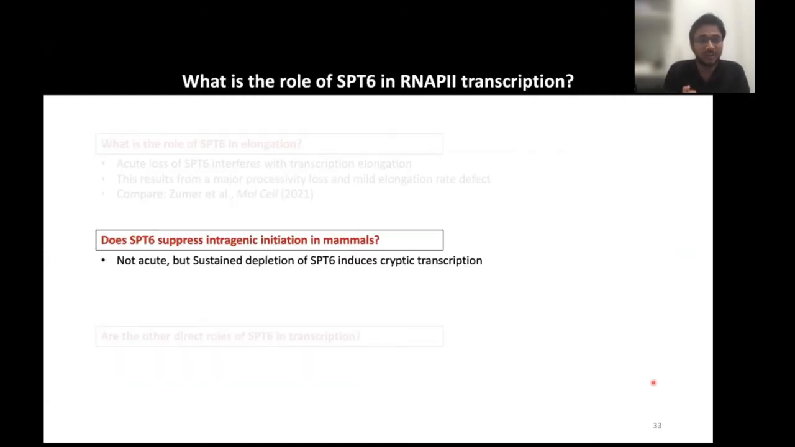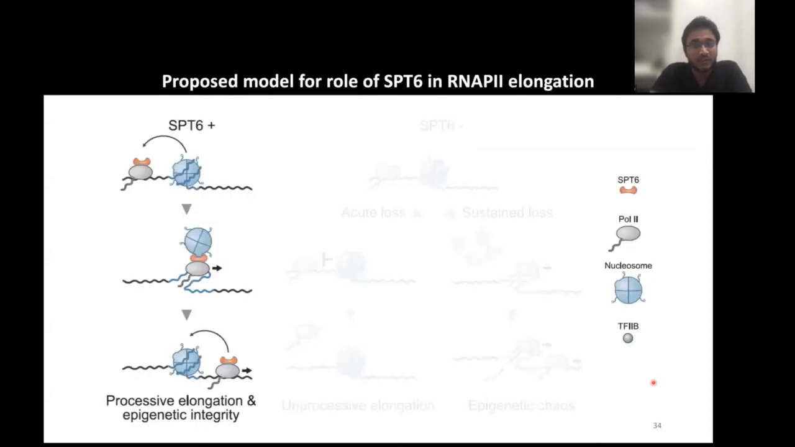Bringing us to the conclusion of the second part, we think that in contrast to sustained depletion, acute depletion does not cause intragenic initiation in mammalian cells. Which brings me to the model that we have for the first part of the talk. We think that our data suggests that SPT6 maintains processive elongation and epigenetic integrity by allowing the passage of RNA Pol II across the nucleosome. By that, it also maintains the nucleosome integrity, and thus the epigenetic integrity is safe.